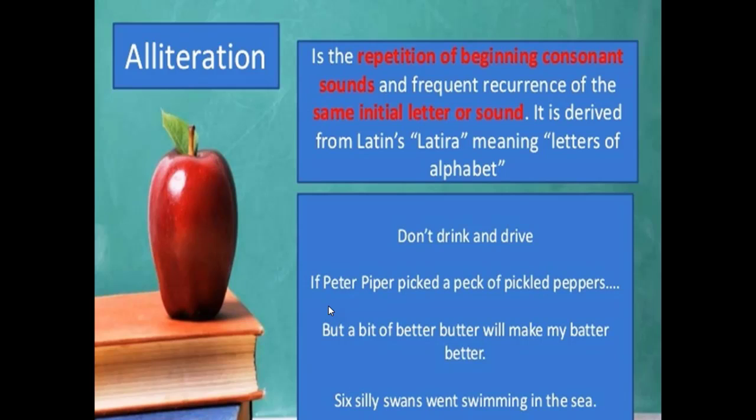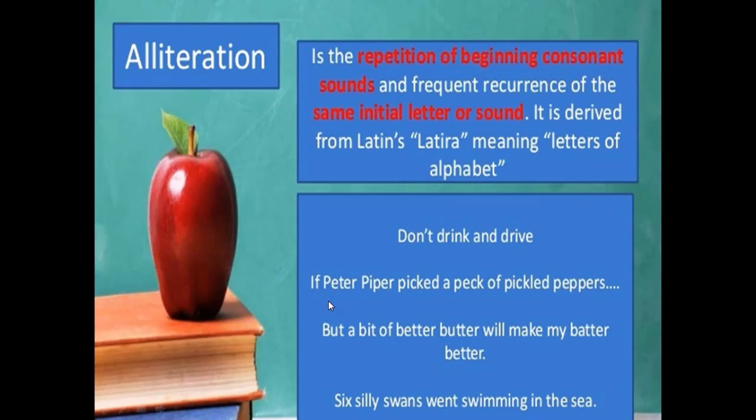The next one is alliteration. Alliteration is the repetition of beginning consonant sounds and frequent recurrence of the same initial letter or sound. It's derived from the Latin littera, meaning letters of the alphabet. So it is repetition of the beginning consonant, not vowel. For example: don't drink and drive. So you see, D, don't drink and drive.